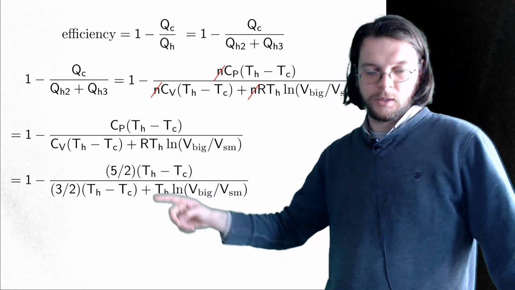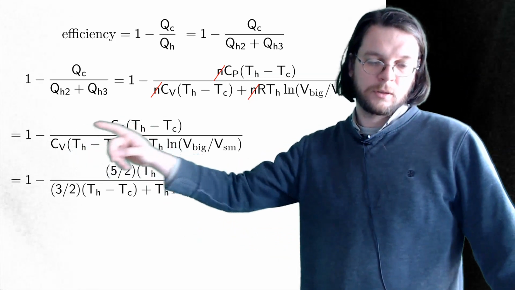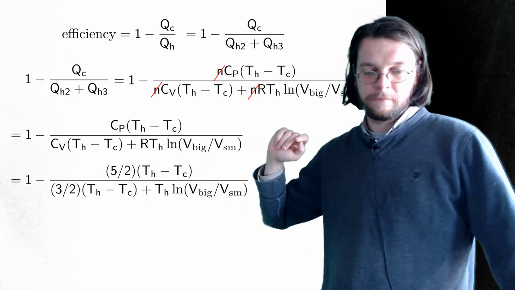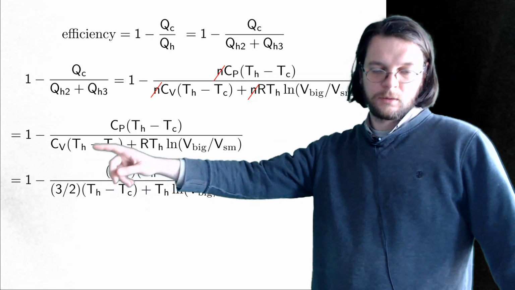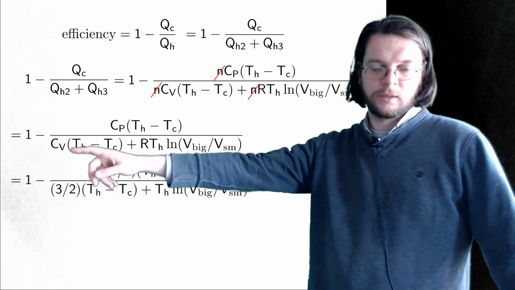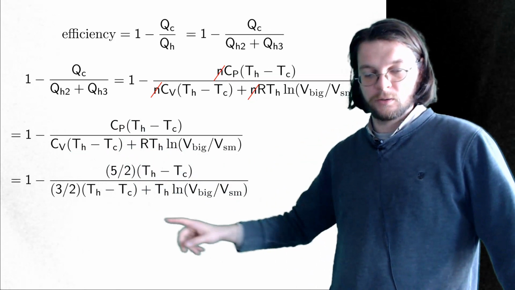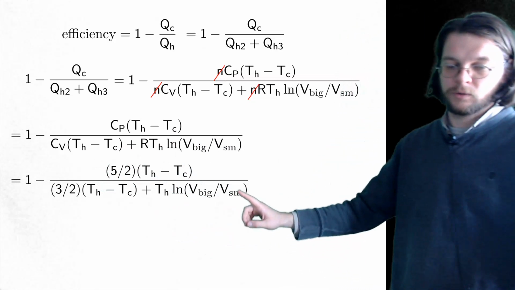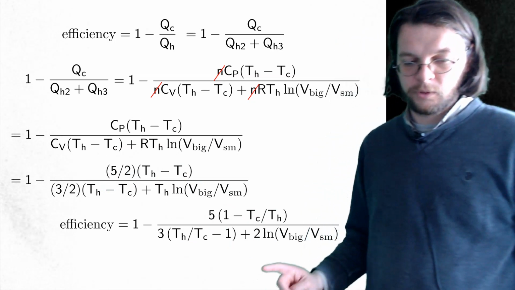Going from here to here, this ratio is 5/3. But Cp itself is gamma times R. Cv itself is just R. And so we can divide out by R, and so you notice that the R disappears here. So now again, the last step is to try to figure out what to do with this ratio of the volumes, which we're going to do in the next slide.